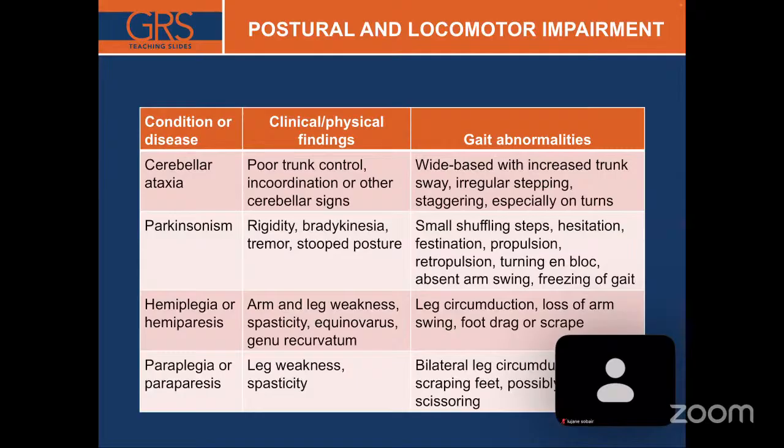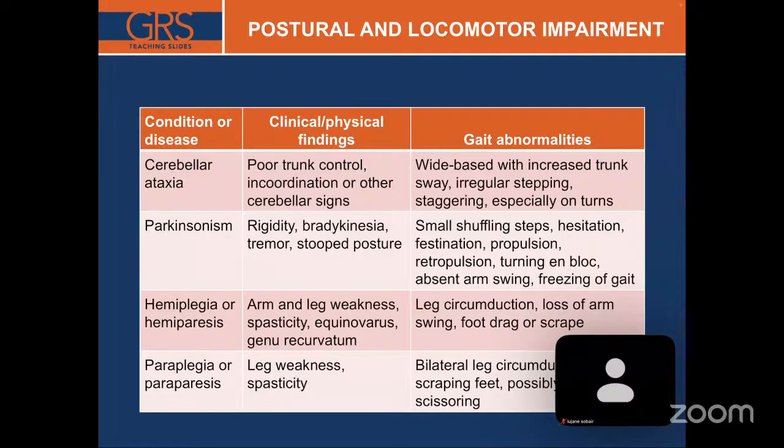The postural and locomotor impairment. For example, cerebellar ataxia leads to poor trunk control and other incoordination deficits of the cerebellar problems, resulting in a wide base gait with increased trunk sway, irregular stepping, and staggering gait, especially when turning. Also, Parkinsonism is characterized by rigidity, slow movements, tremors, and the stoop posture, which often causes small shuffling steps, which we usually call the festinating gait, the hesitation in walking, the propulsion, the retropulsion, and even the turning block is also seen in Parkinson's disease, the absent arm swing, and the freezing of gait as well.